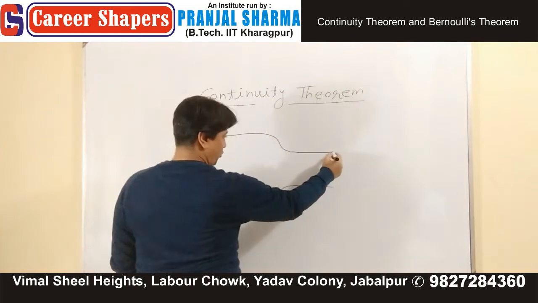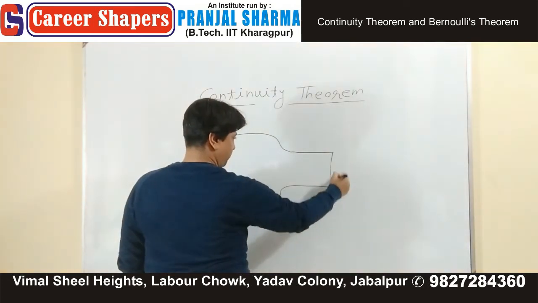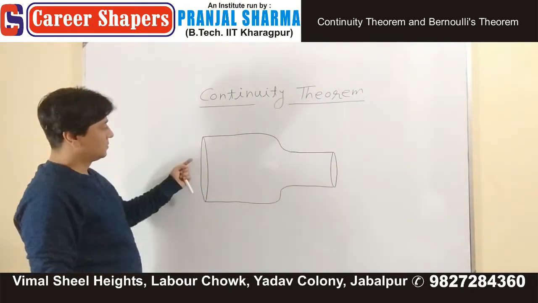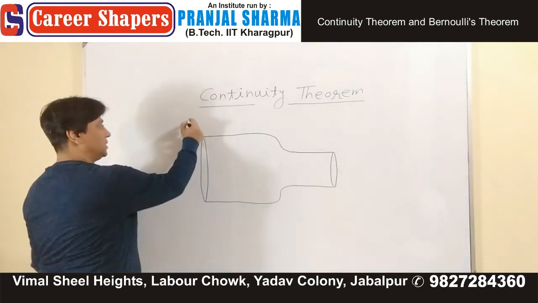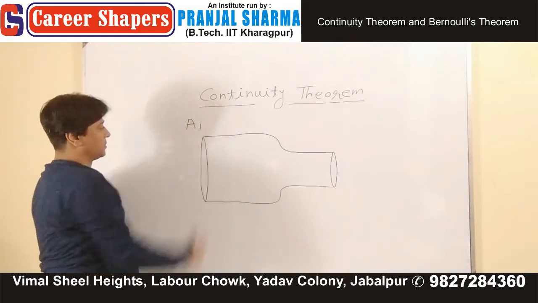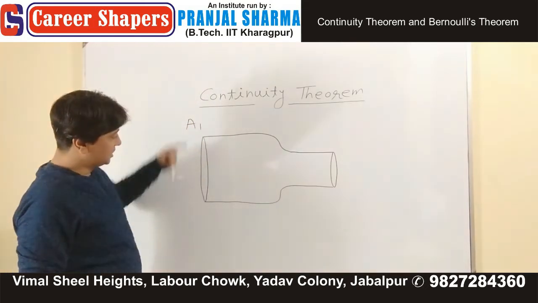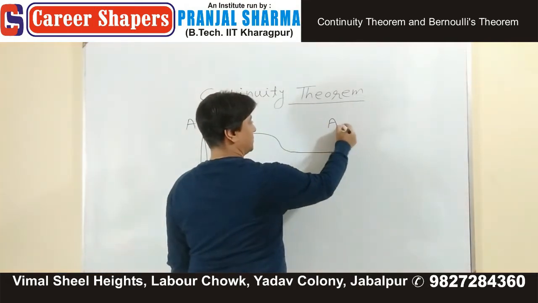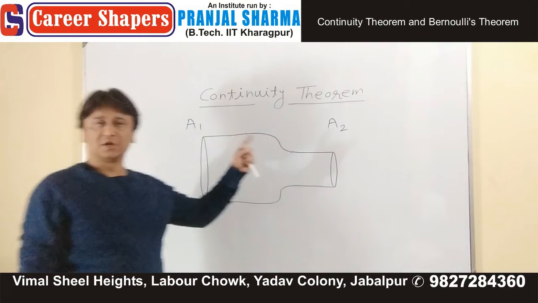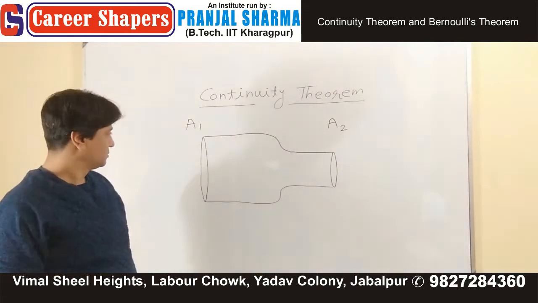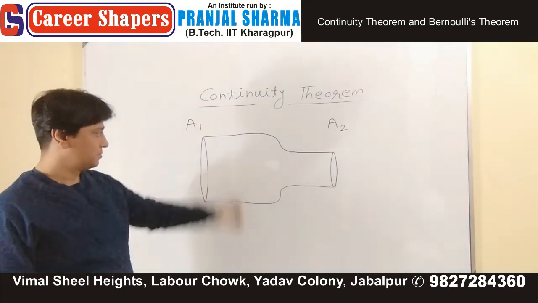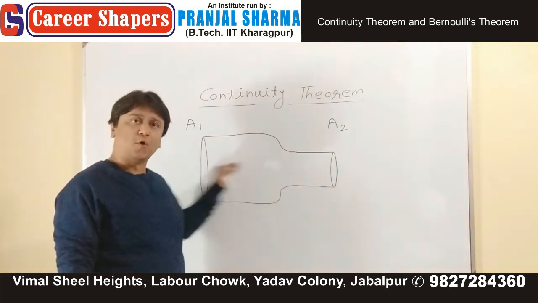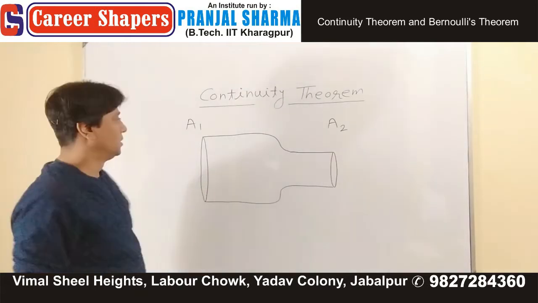It's a pipe with different cross-sectional areas at both ends. This, let's call it A1. Cross-sectional area is A1. And on this side, cross-sectional area is what? A2. A1, A2. And a liquid is present and is flowing through the pipe.